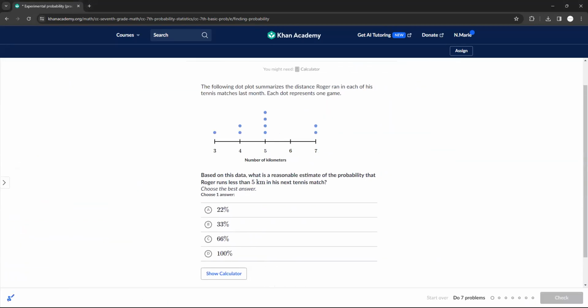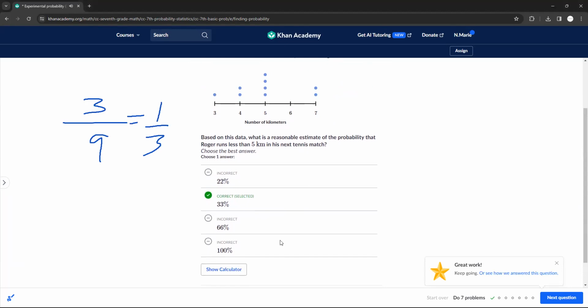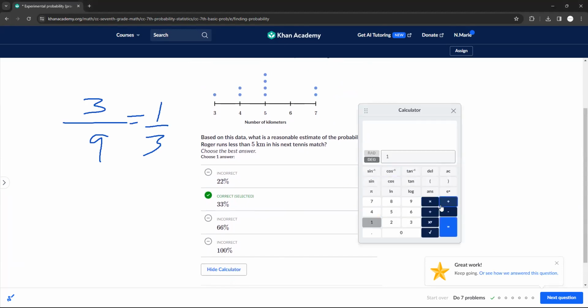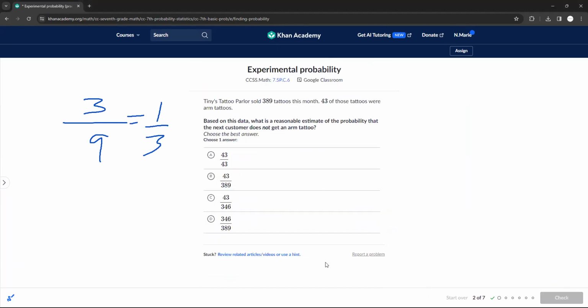These are called dot plots. Based on the data, what is a reasonable estimate of the probability that Roger will run less than 5 kilometers in his next tennis match? Well, 3 of those are less than 5. There's a total of 1, 2, 3, 4, 5, 6, 7, 8, 9, which is 1/3, which as a decimal is 0.33333, which is 33%. Yes, I did that math in my head. It's amazing. Feel free to use a calculator if needed.